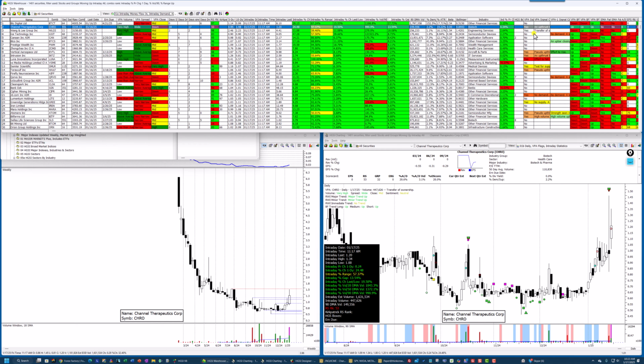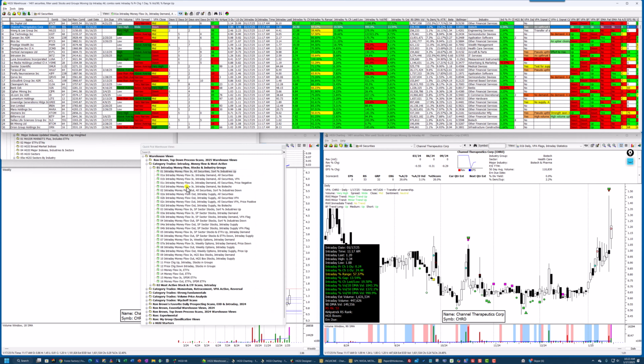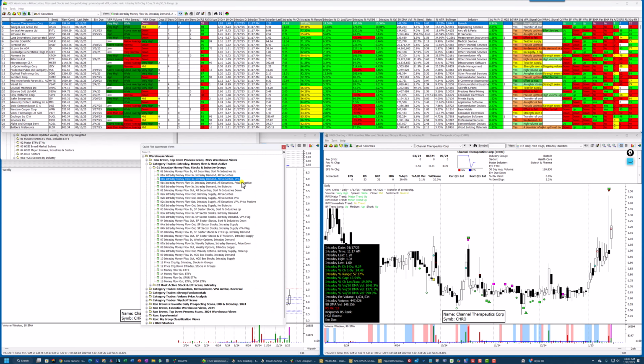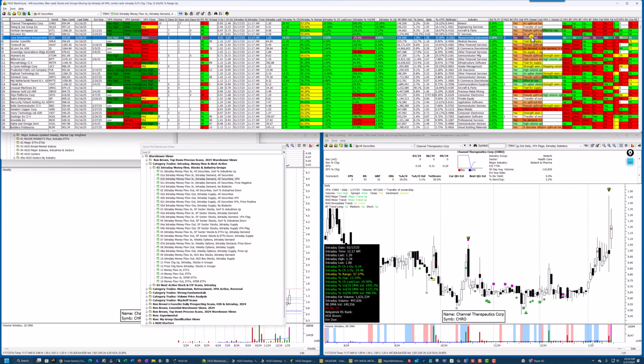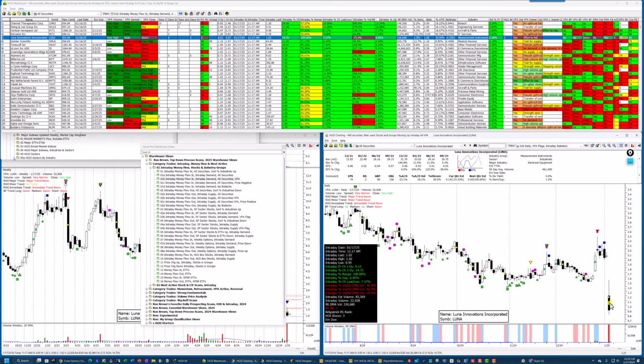Now you can see the VPA flags over here, but if you go down to the next one, it says VPA. All of these stocks had a VPA signal yesterday, and you can see a lot of them were down, but they're up today. There's money flowing into them today. Yesterday, there was an effort to fail. So if I bring this up, you can see another inexpensive stock. There it is, but buyers are coming in. Bottom fishers are trying to take advantage of it.